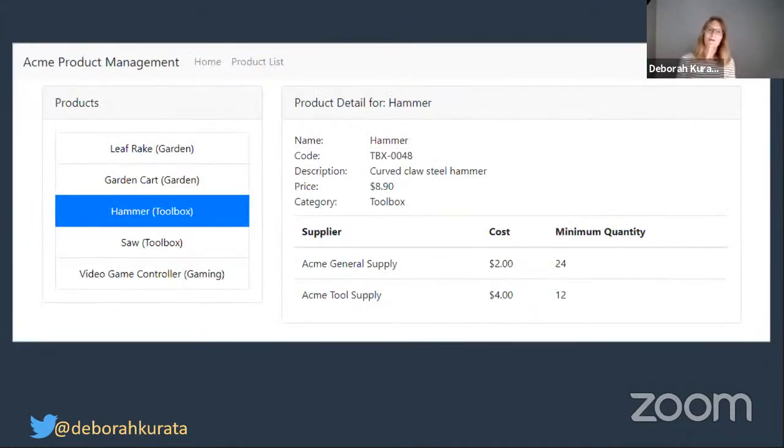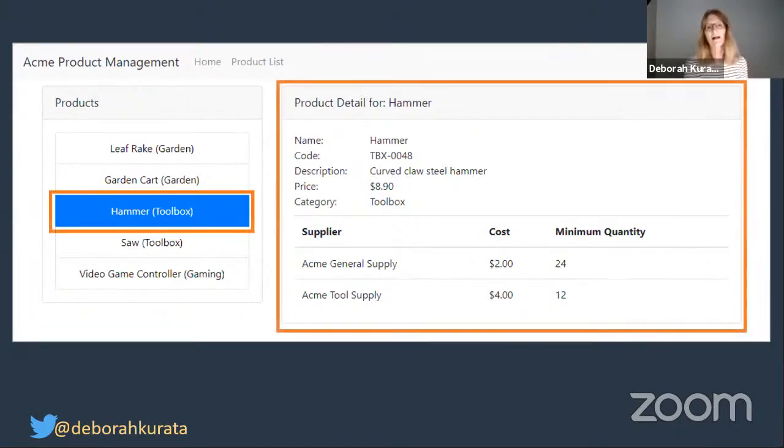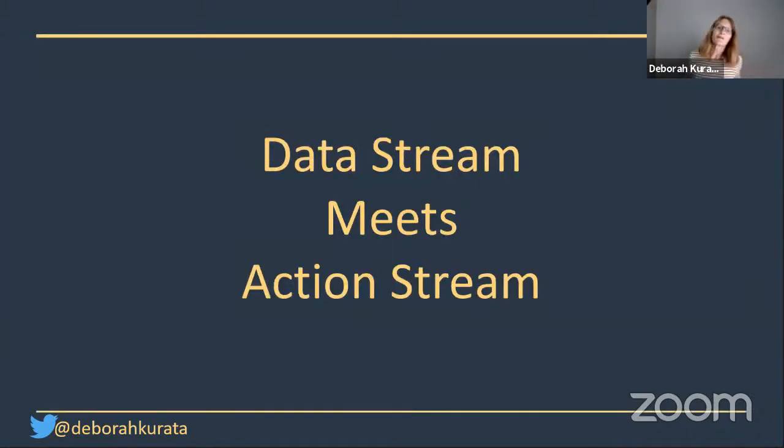Okay, so that talks about the basics of the streams, but how do we actually make it work? The user is going to click on a hammer and we want to show the product detail. So we're emitting that hammer ID, product ID, into the stream, but how do we then make it show the detail? What's that last step that we need to do? That's where our data stream meets our action stream.